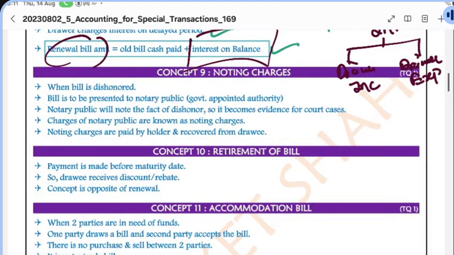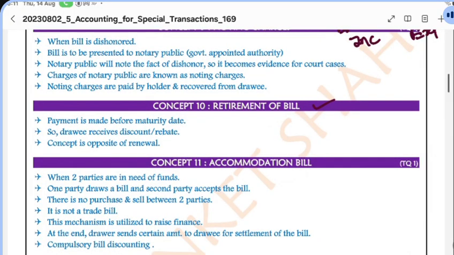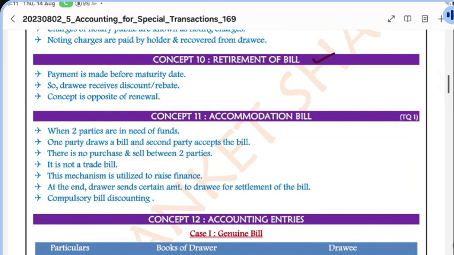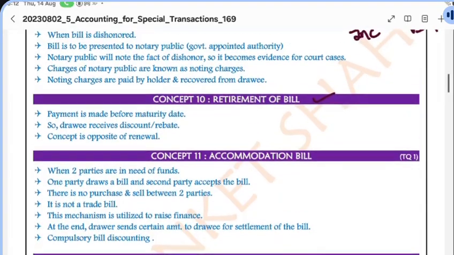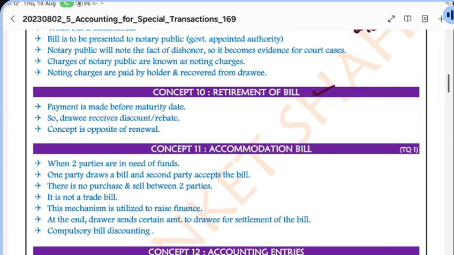Before I go to noting charges, first I will come to retirement of bill, then we will go to noting charges, because I will add one more page to explain the noting charges. Okay. Now, hope you understood renewal of bill. This approaches you when the debtor is unable to make the payment on the due date. Okay.